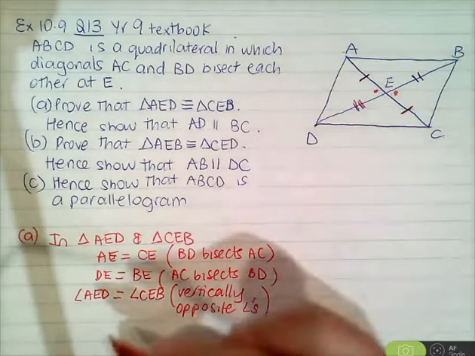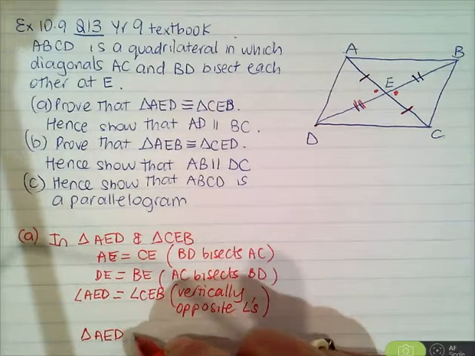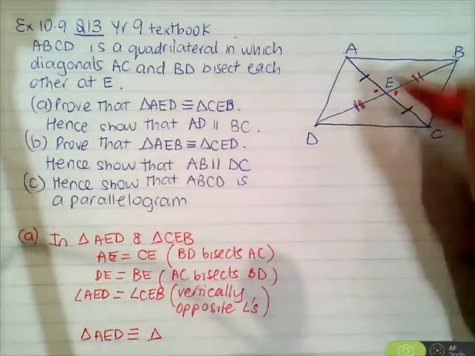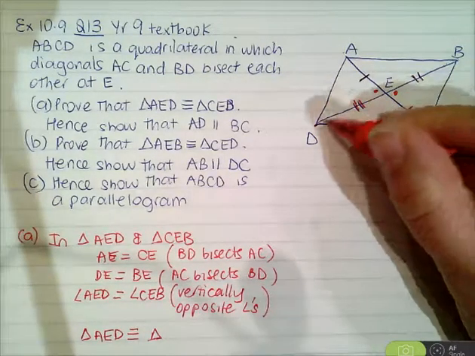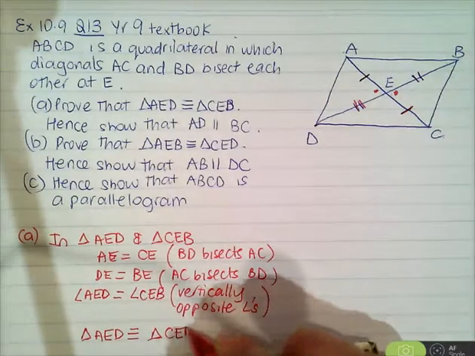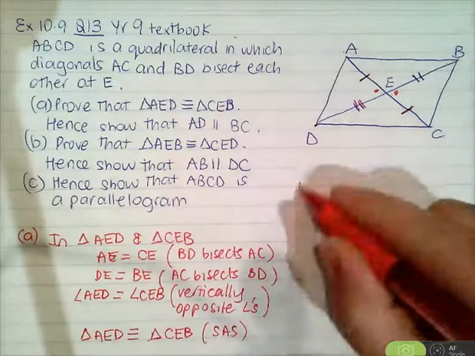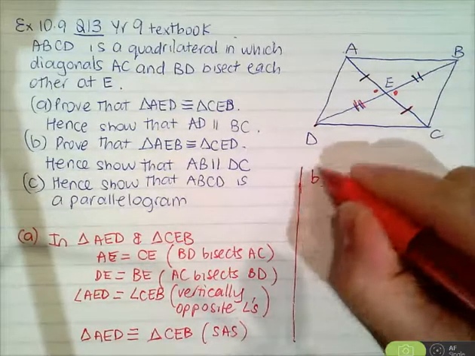So we've got our three pieces of information, so therefore triangle AED, sorry, is congruent. So I'm going along the single dash side to the point and the double dash side, doing the same thing here. It's congruent to triangle CEB, and we can see the reason for that is SAS. Now I'm going to do part B over here.